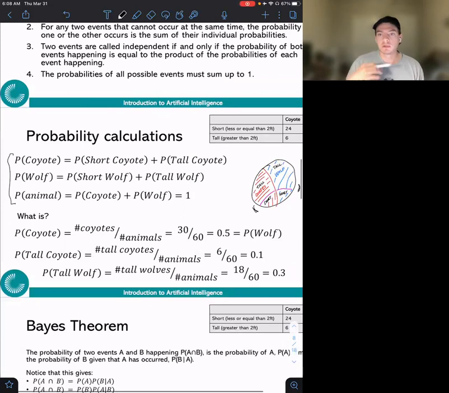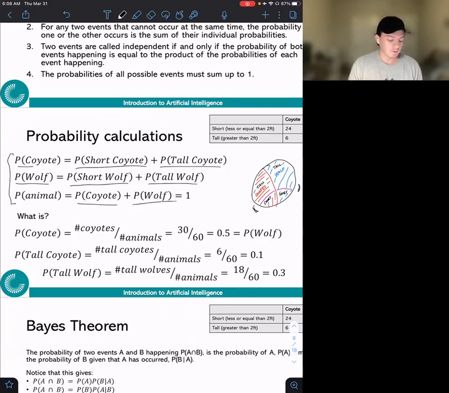And so we'll go ahead and state some facts about the problem, such that the probability of a short coyote plus the probability of a tall coyote equals the total probability of the coyote. Similarly, short wolf plus tall wolf equals the probability of a wolf. And overall, the state space is talking about the probability of an animal. And so we can sum up the probability of a coyote and wolf, and it has to equal 1. And this is applying rule number 4 that we just learned up right here. So we're just systematically applying rules to the problem to formulate it such that we have some facts about what we're trying to calculate.